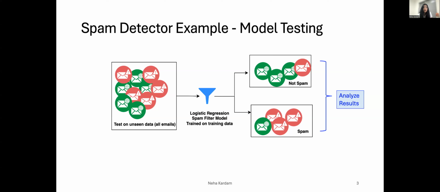Testing on new, unseen emails, both spam and non-spam, helps assess its generalization ability. The model analyzes each email using what it learned during training to make predictions. If an email's probability of being spam is above a certain threshold, it's flagged as spam. Otherwise, it's classified as not spam. Finally, we analyze the results to see how well our model performs.